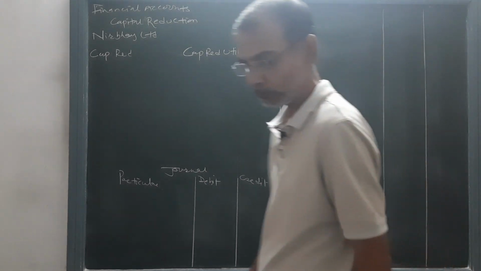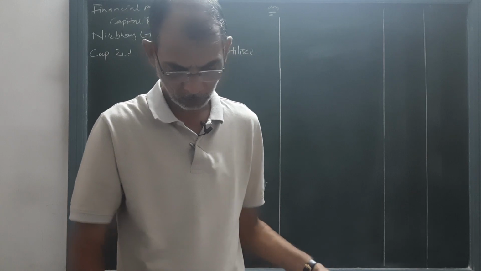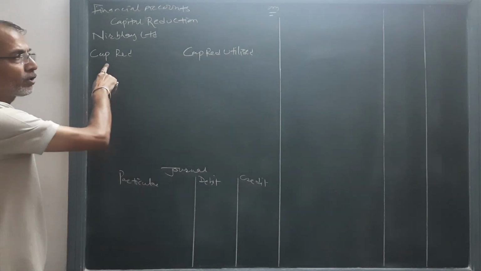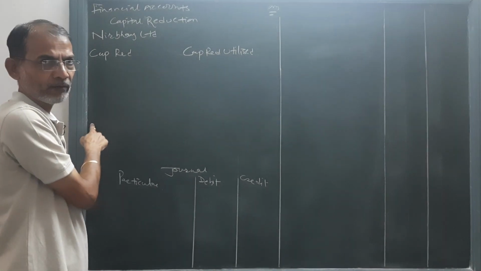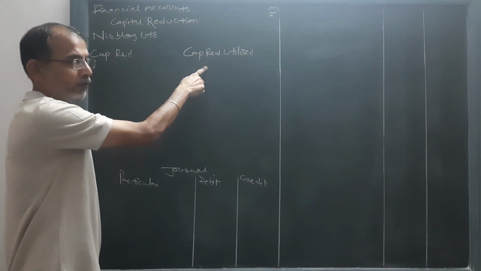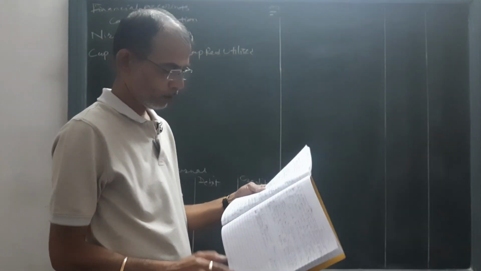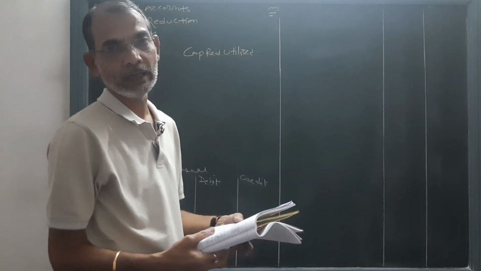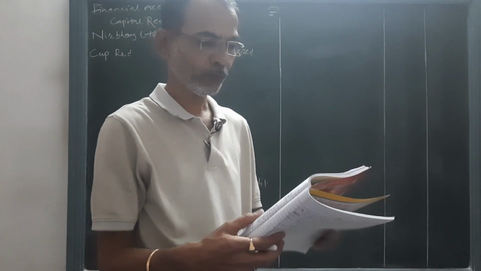Now, as you can see, for calculation, one side has been taken as capital reduction. That means whatever amount will be reduced from the liability side will be written here, and whatever amount will be reduced from the asset side will be written on the utilized side. First, it has been said that preference shares are to be written down to rupees 60. That means 40 rupees will be written down for preference shares.